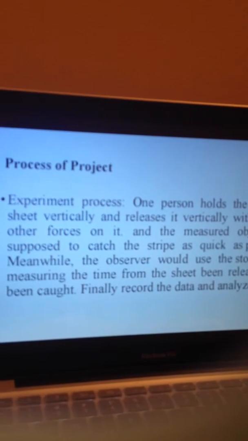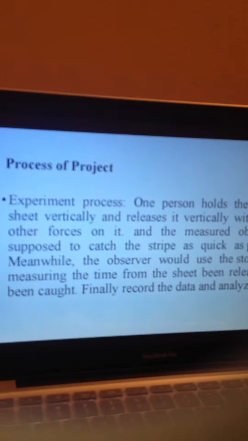Here's the process of this project. One person holds the measure sheet vertically and releases it vertically without any other forces on it. The measured objects are supposed to catch the stripe as quickly as possible. Meanwhile, the observer uses a stopwatch to measure the time from the sheet being released to being caught. Finally, record the data and analyze them.